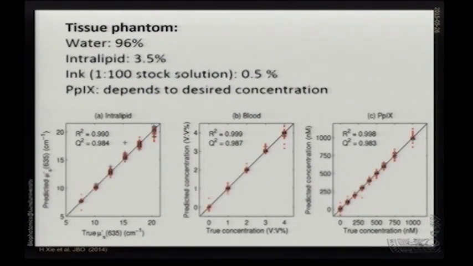And we also did a lot of studies in tissue optical phantoms. This was a tissue optical phantom with intralipid, water, and ink or blood. We used both of them here. Actually, since I used the blood sample here, I should also have said that here. And protoporphyrin concentration as a fluorophore.